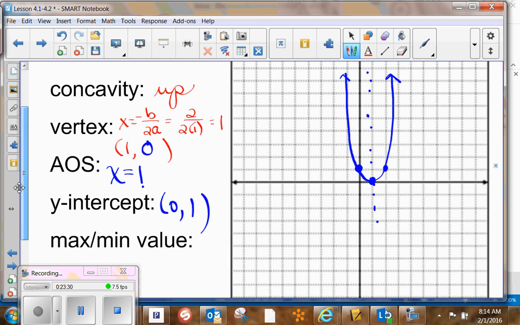All right, is this going to be a minimum or a maximum? Minimum. And the output of this minimum value, what's the output of my vertex? 0. It's going to be a minimum value, and the minimum value is going to be 0.